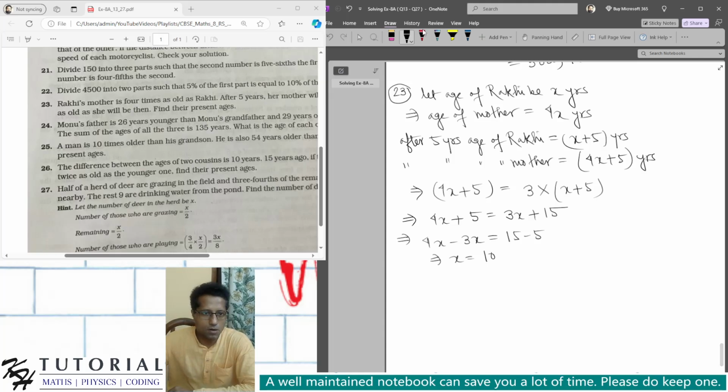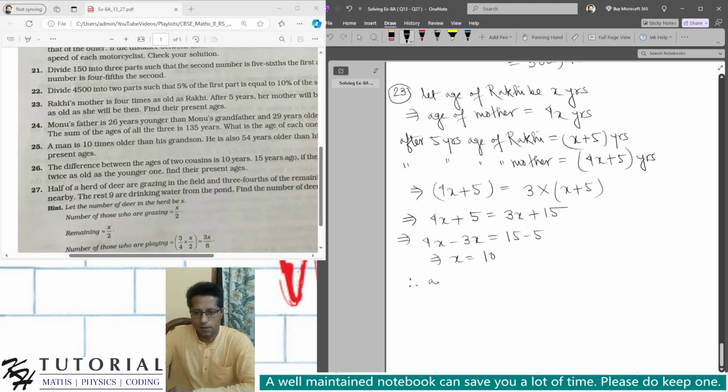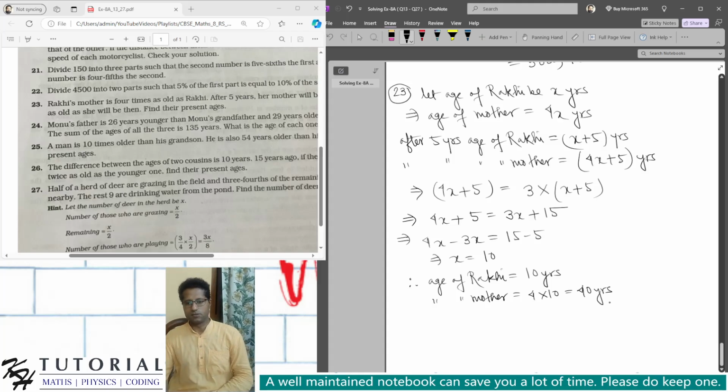Find their present ages. So therefore, the age of Rakhi is equal to 10 years, and the age of mother is equal to 4 into 10, that is 40 years. So the present age of Rakhi is 10 years and the present age of her mother is 40 years.